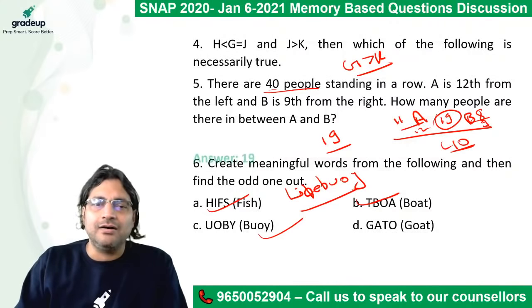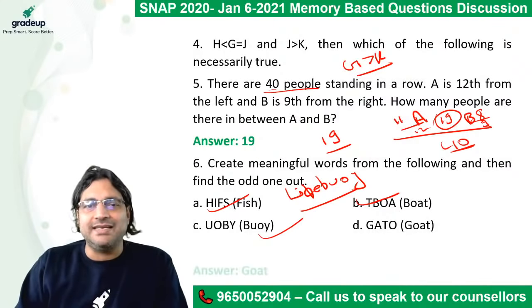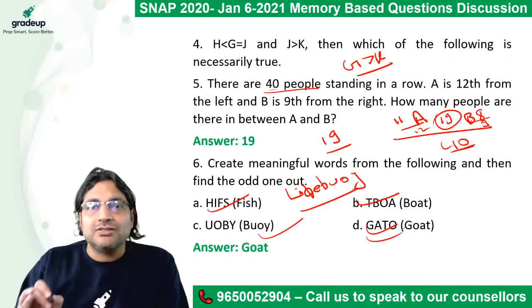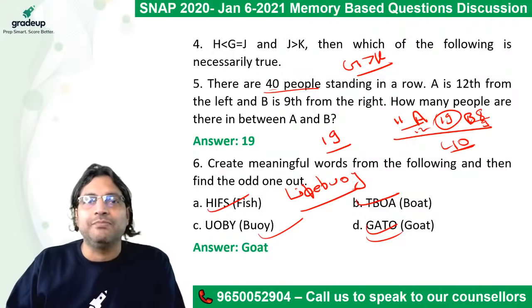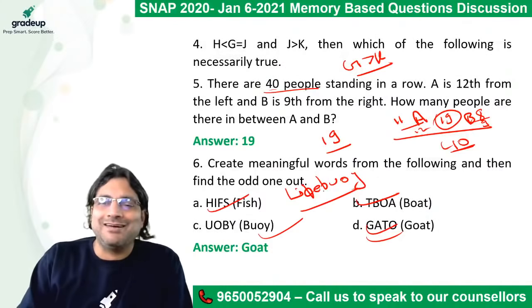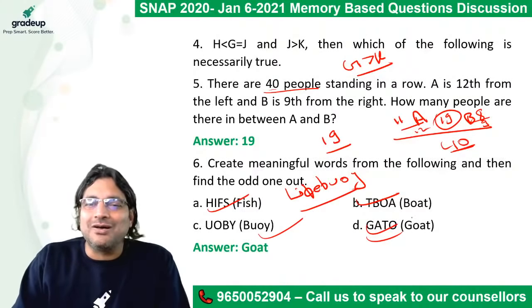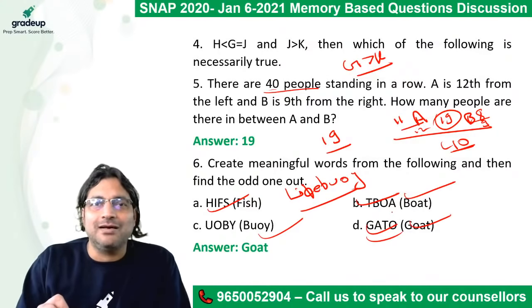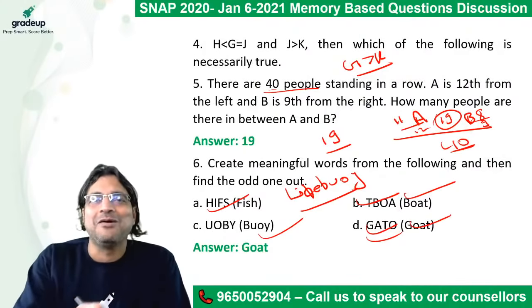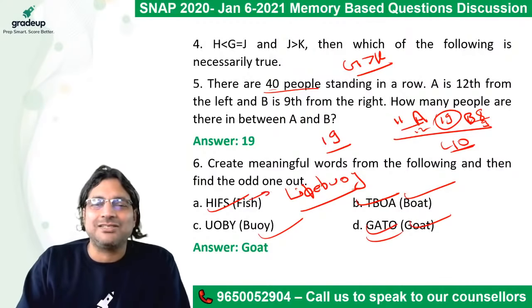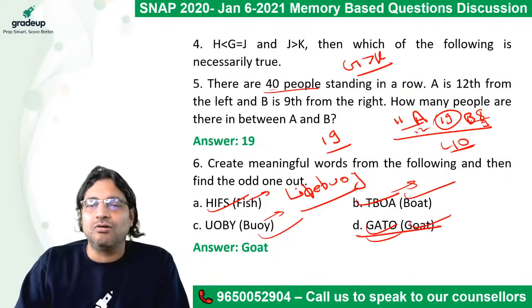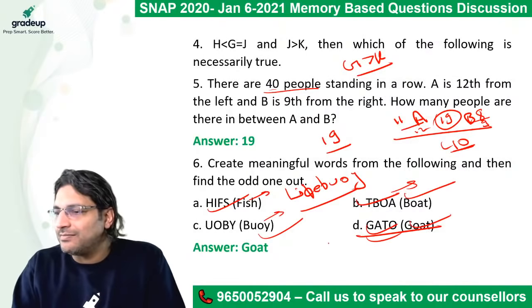So anyway, the answer to question number 5 was 19 and the answer to question number 6 was goat. A goat can swim. Many people wrote to me that a goat can also swim. So can I, so should I be the answer then? All right, so a goat can also swim, but a boat will always swim. Now you can tell me that no, a boat also does not always swim, it also needs to be put in the water. But you understand what I'm trying to say. Fish is related to water, boat is related to water, Lifebuoy is related to water. So goat was the answer here.